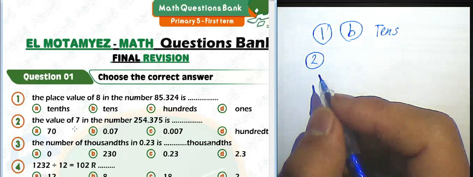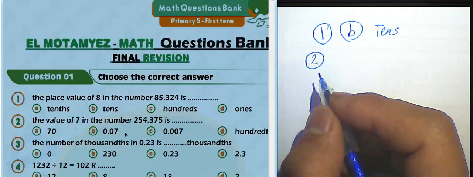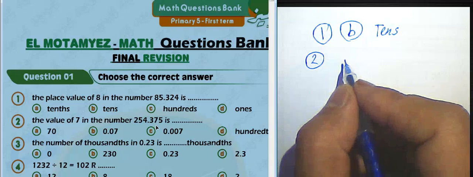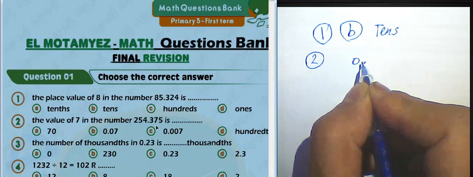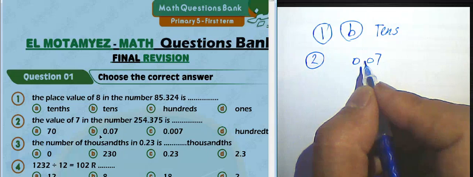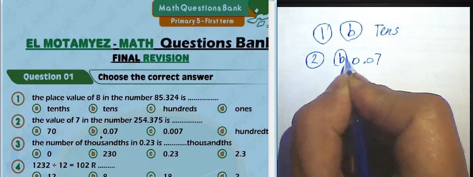Question number 2. The place value of 7 in the number 254,375,000 is asked about the value of 7. 7 lies in the hundred thousands place. So we must choose what? 700,000, letter B.